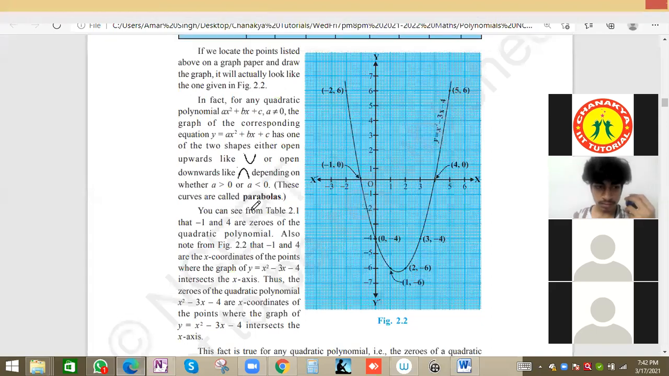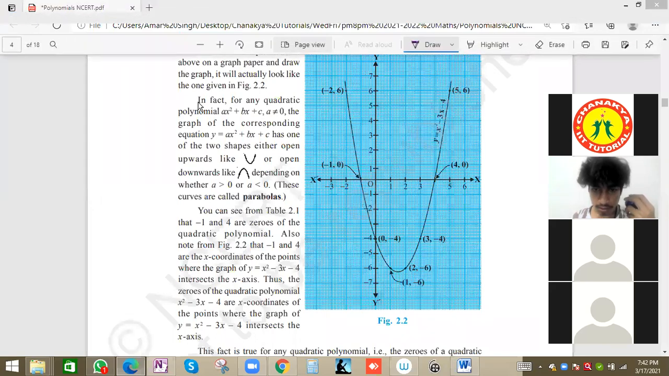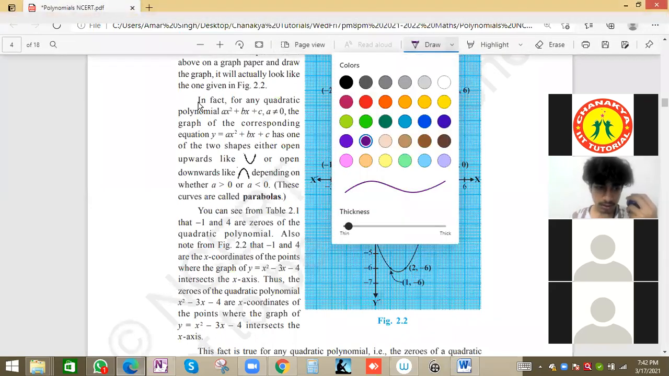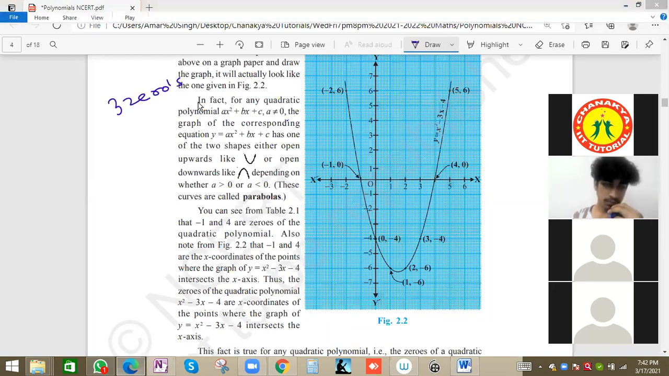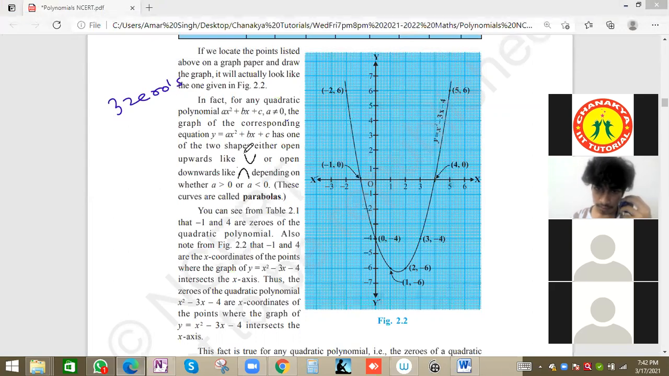How many zeros does this polynomial have, based on the normal observation of the graph? What can we say? How many zeros? Three zeros. So three, sir. Three zeros. Okay. Abhinav, you are also saying three zeros.